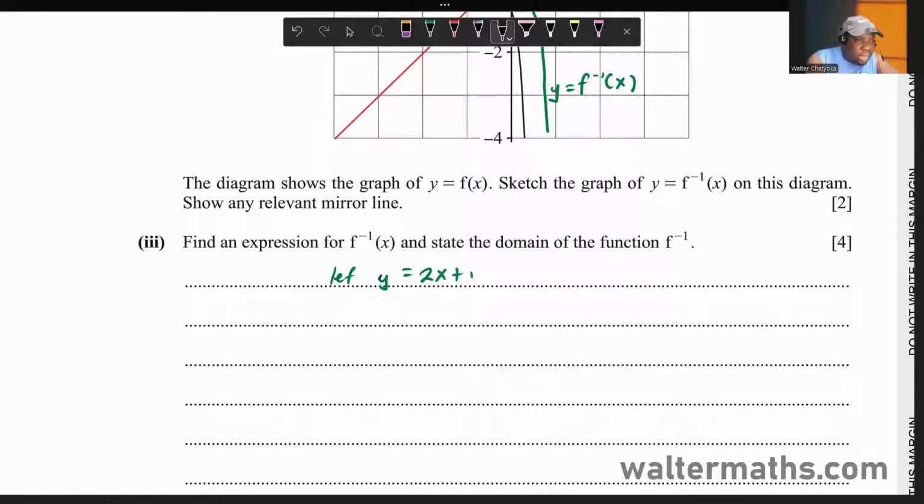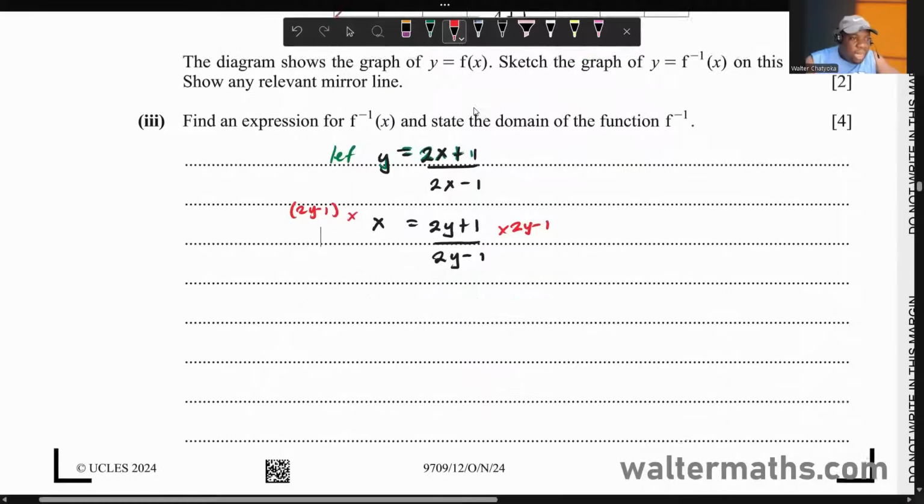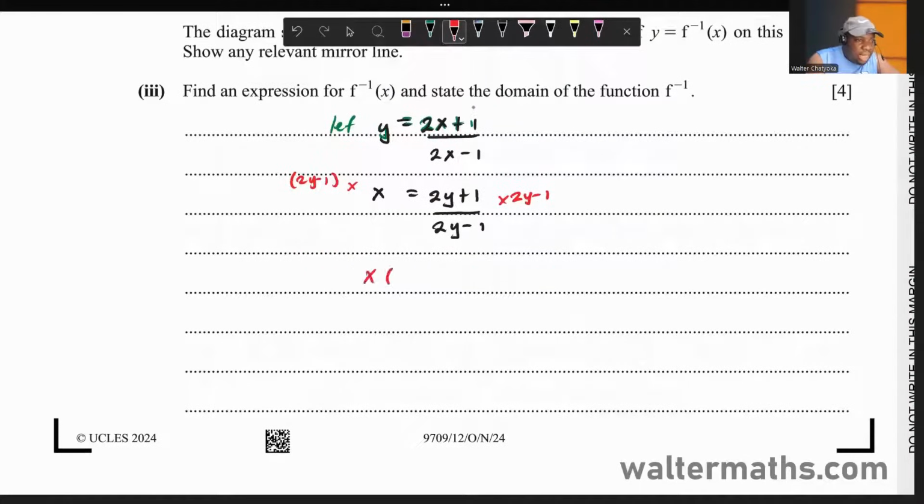Let y be equal to 2x plus 1 over 2x minus 1. So x is equal to 2y plus 1 over 2y minus 1. We multiply both sides by 2y minus 1, and we get x of 2y minus 1 is equal to 2y plus 1. All right, so it's 2xy minus x is equal to 2y plus 1.